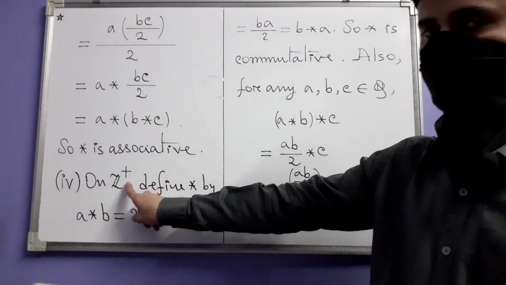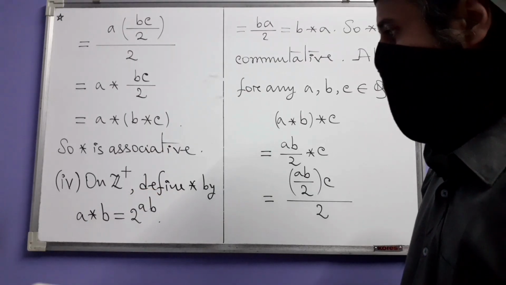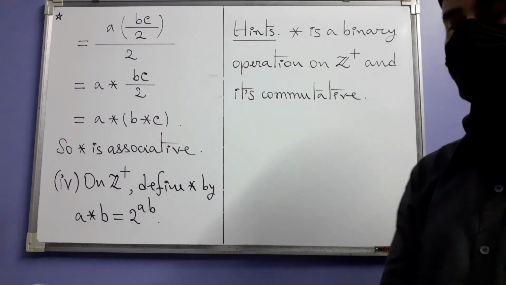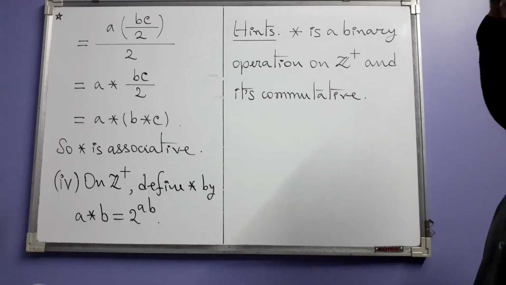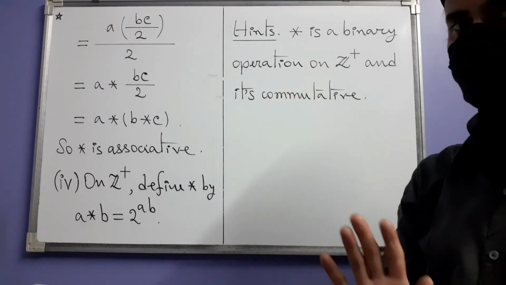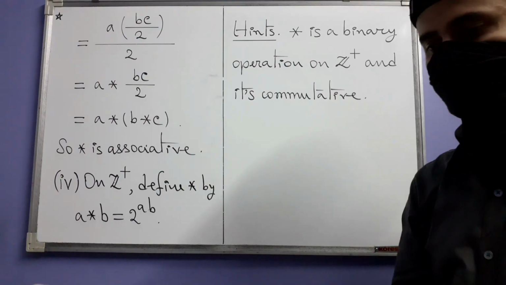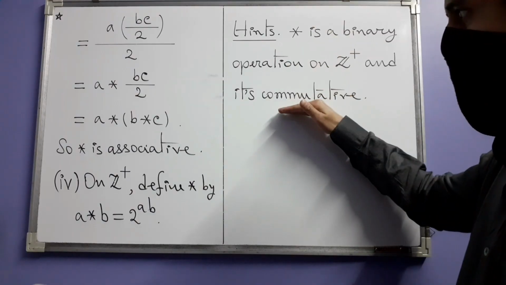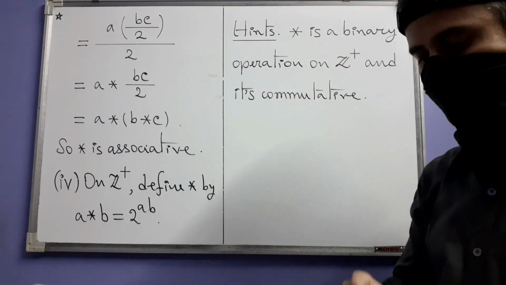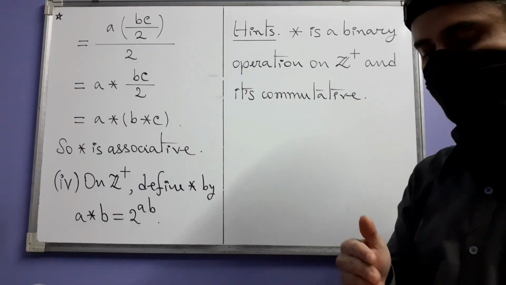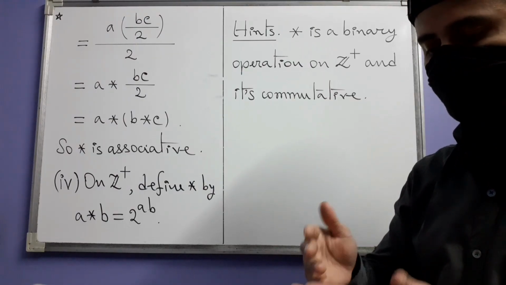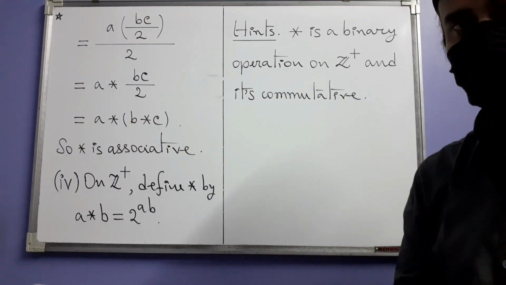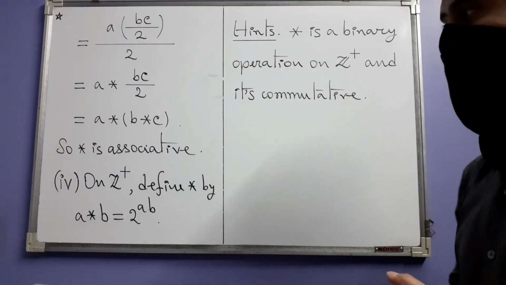Next, part 4, where the set is again the set of positive integers, and A star B is 2 to the power AB. Instead of writing a solution, let me give you some hints for the solution. Star is a legitimate binary operation on Z plus, and it is also commutative, but it's not associative. So this part is very easy to write. Why is it not associative? You come up with three elements A, B and C such that those two combinations where you bracket the product A star B star C in two different ways, they are not equal. So you try to think of such an example.